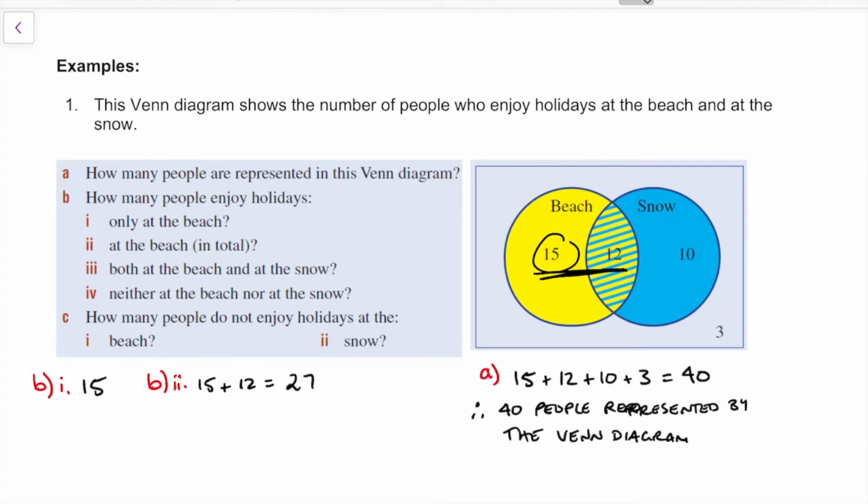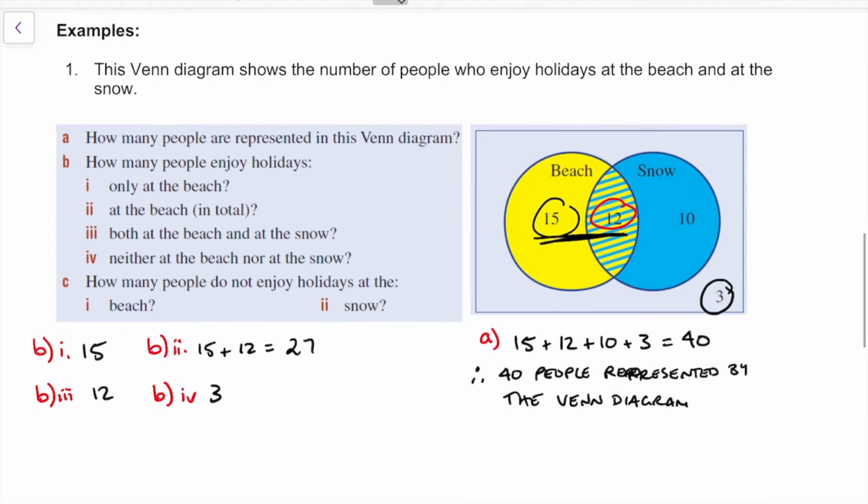Next one, we have both the beach and the snow. Well, that's pretty simple. There we are there. That's the overlapping bit. There's going to be 12 people that like the snow and the beach. If I want the next one, which is how many people like neither the beach nor the snow, well, that's that number that's outside of the circles, all the way down there. That's that little 3. So 3 people don't like the snow or the beach.